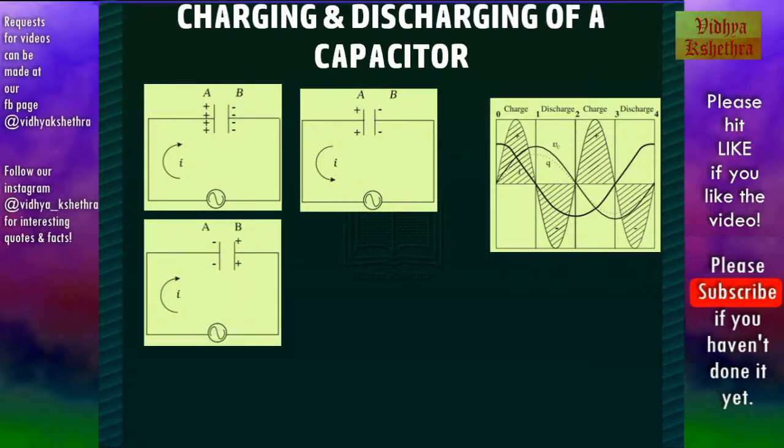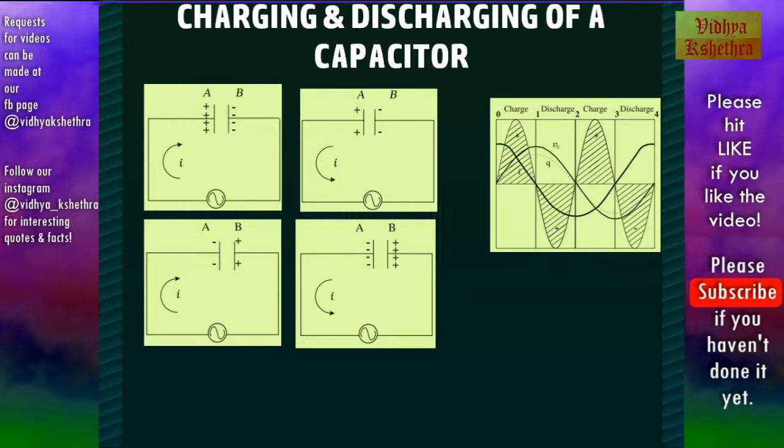Now from 2 to 3, the voltage increases in the reverse direction, and this results in charging of the capacitor. And in this case, the current and voltage are both negative, and hence energy is absorbed by the capacitor. Now from 3 to 4, as the direction of current is reversed, more charge accumulates on the capacitor and the charge of the capacitor increases.